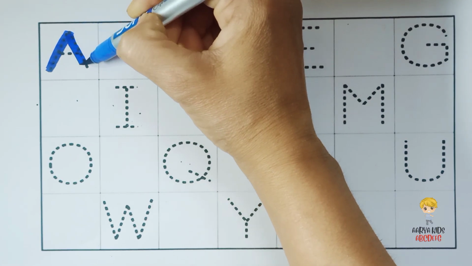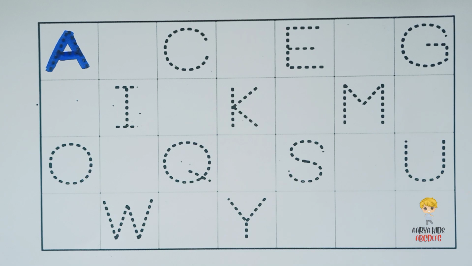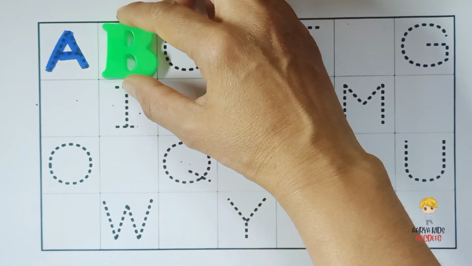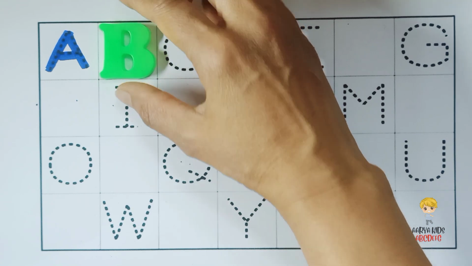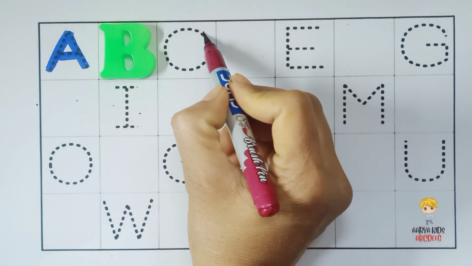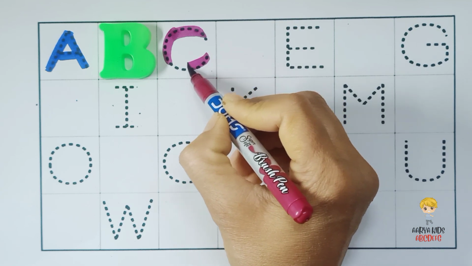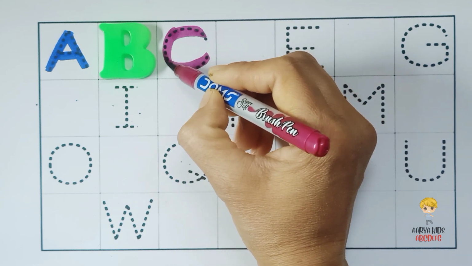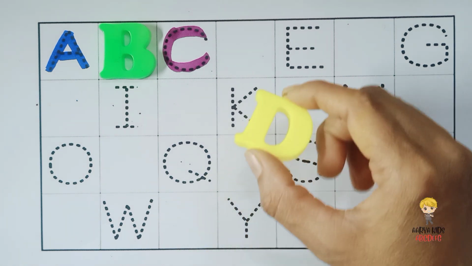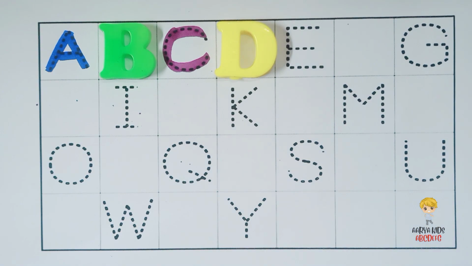A for apple, A for apple. Green color. B, B for butterfly, B for butterfly. C, C for cap, C for cap. Yellow color, D, D for doll, D for doll.